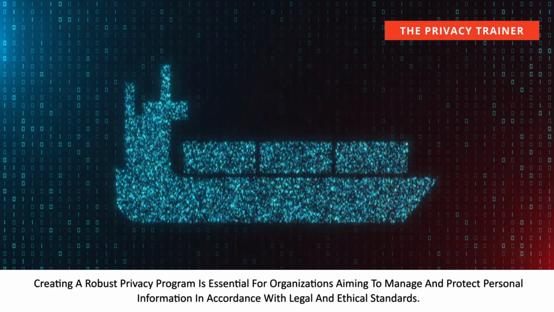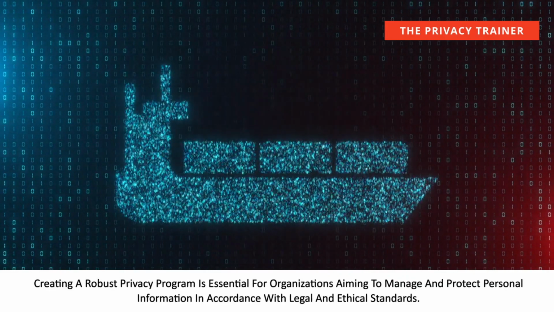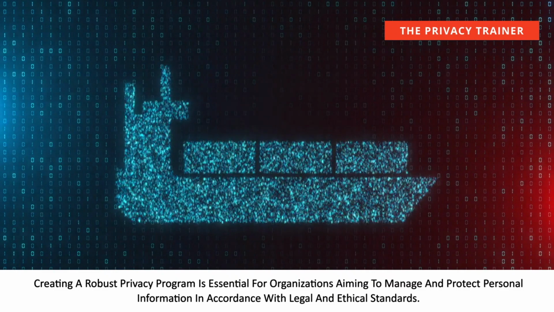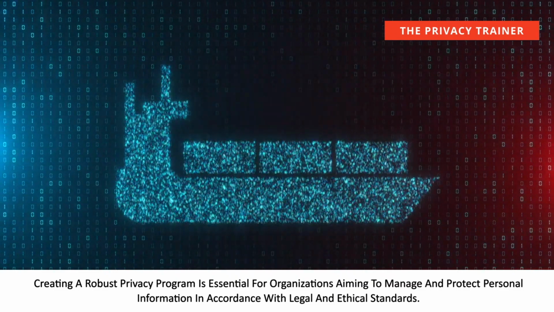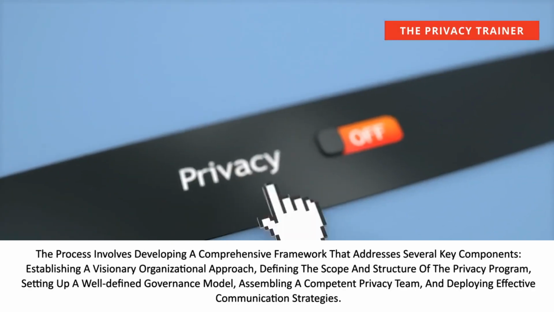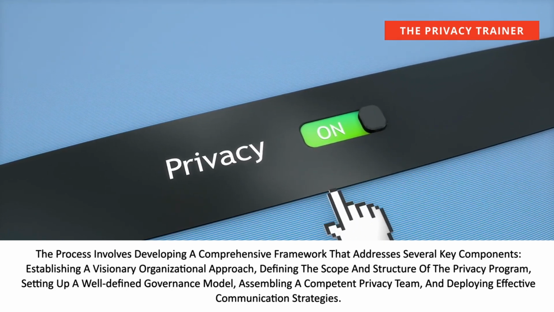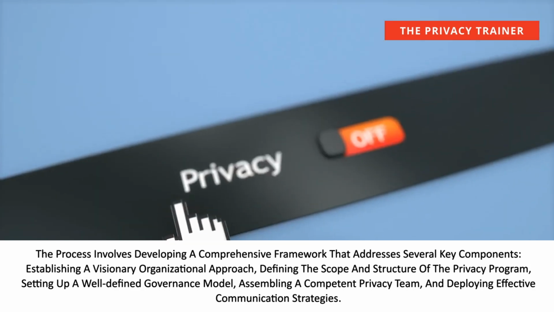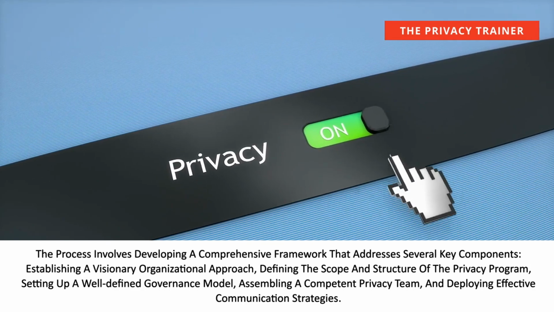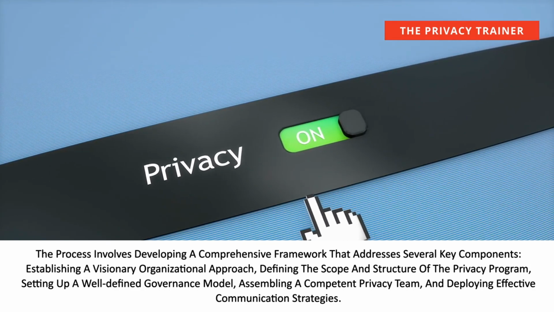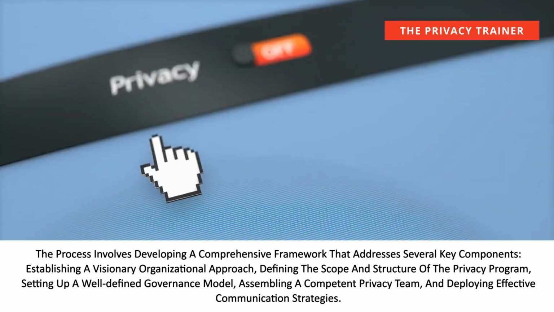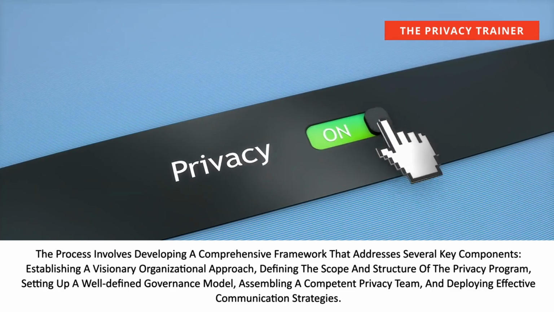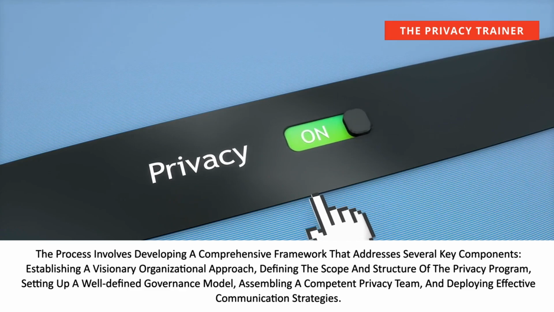Creating a robust privacy program is essential for organizations aiming to manage and protect personal information in accordance with legal and ethical standards. The process involves developing a comprehensive framework that addresses several key components: establishing a visionary organizational approach, defining the scope and structure of the privacy program, setting up a well-defined governance model, assembling a competent privacy team, and deploying effective communication strategies.